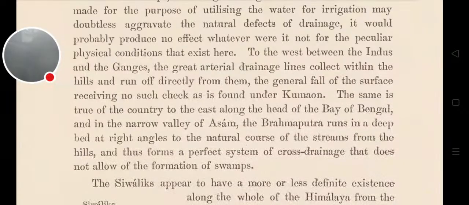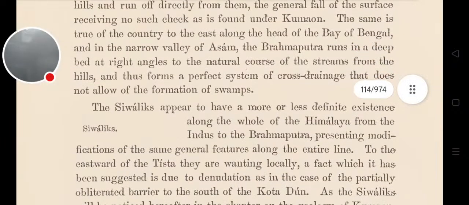To the west, between the Indus and the Ganges, the great arterial drainage lines collect within the hills and run off directly from them, the general fall of the surface receiving no such check as is found under Kumaon. The same is true of the country to the east along the head of the Bay of Bengal, and in the narrow valley of Assam, the Brahmaputra runs in a deep bed at right angles to the natural course of the streams from the hills, and thus forms a perfect system of cross drainage that does not allow of the formation of swamps.